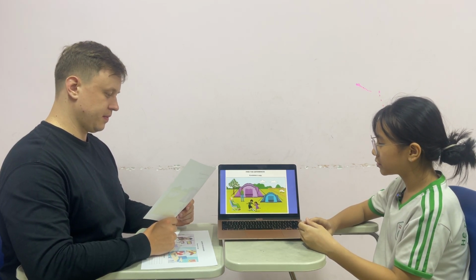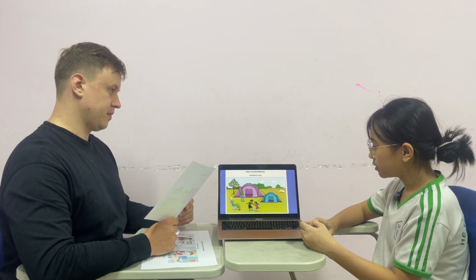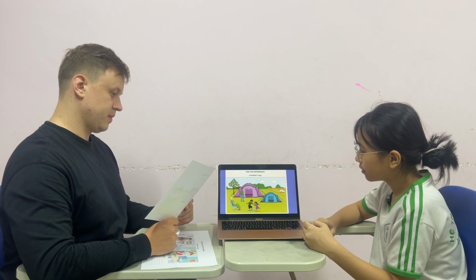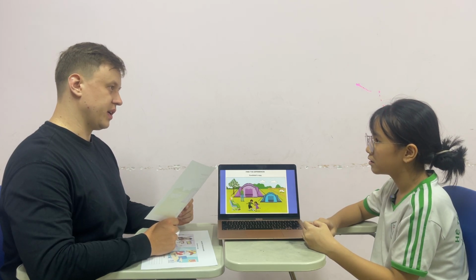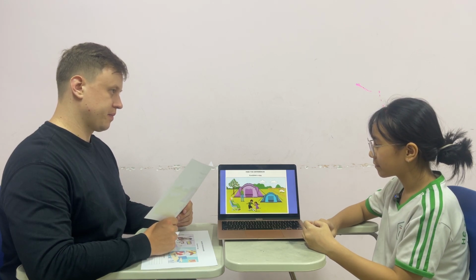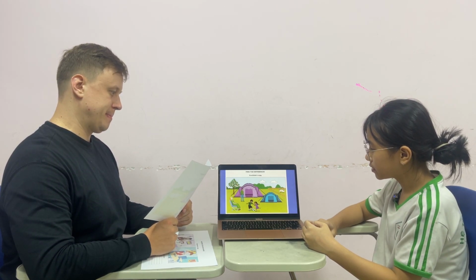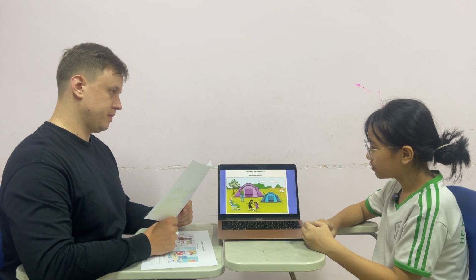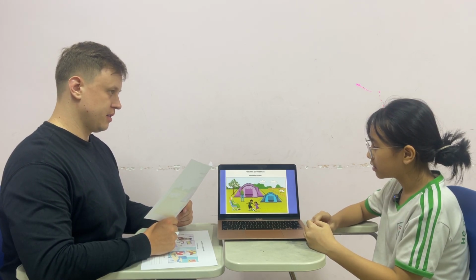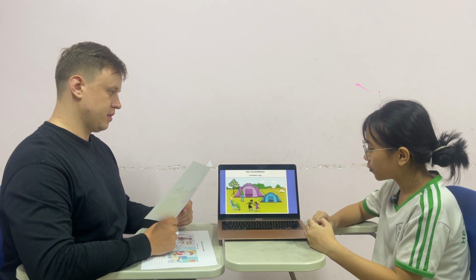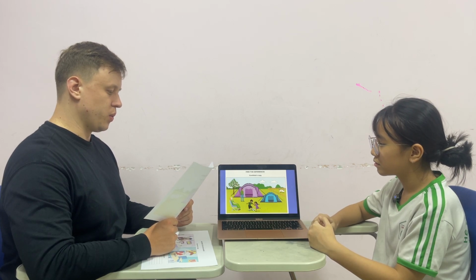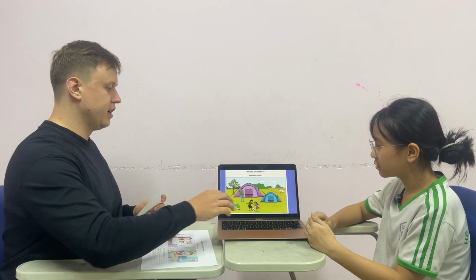In my picture, the boy is wearing a green jumper. Okay, but in my picture he's wearing a red jumper. Go next. In my picture, there are two tents. One is blue and one is purple. Okay, but in my picture there is only one purple tent. Okay? Now let's go to the next part.